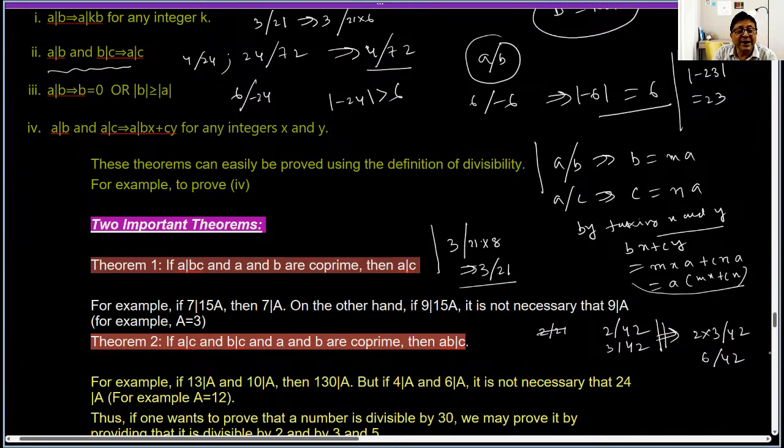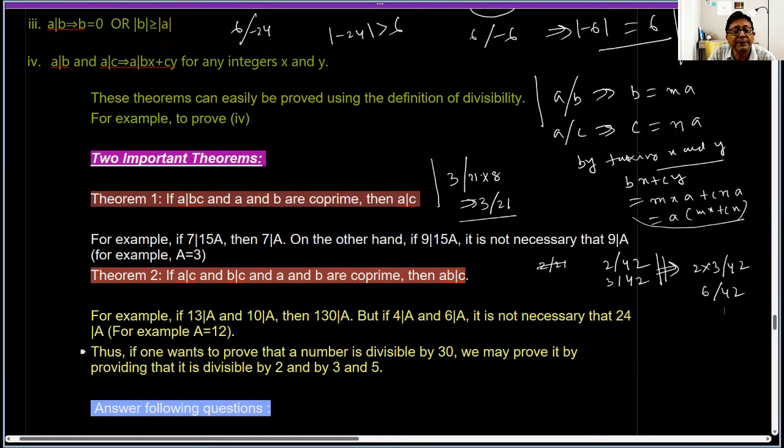But it will play a very important role in the following topics. So when it is required, you should remember all these things. If A divides C, B divides C, A and B are co-prime, then A into B divides C. For example, if 13 divides A and 10 divides A, then 130 divides A. But if 4 divides A and 6 divides A, it is not necessary that 24 will divide A. Why? Because 4 and 6 are not co-prime. They have a common factor. So 4 divides A and 6 divides A will not confirm that 24 divides A.